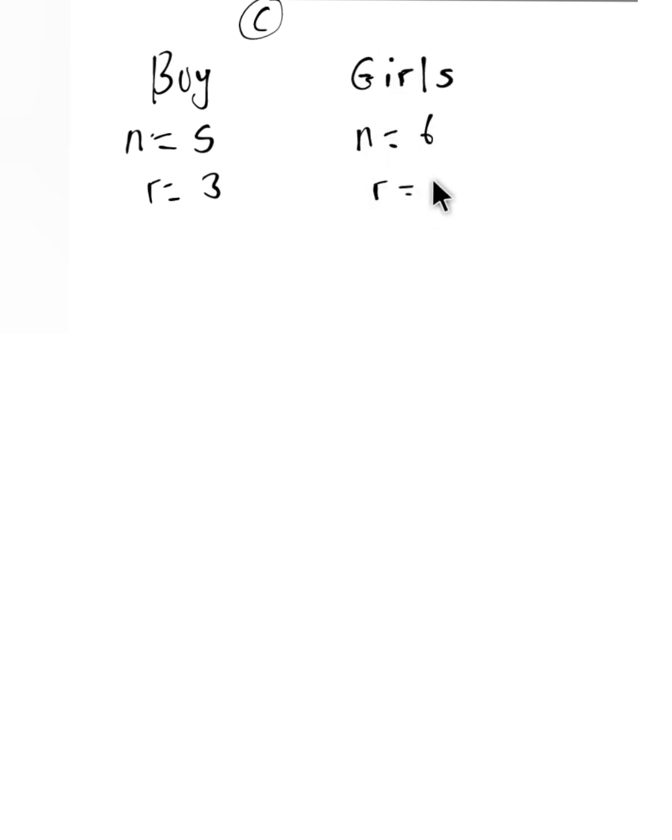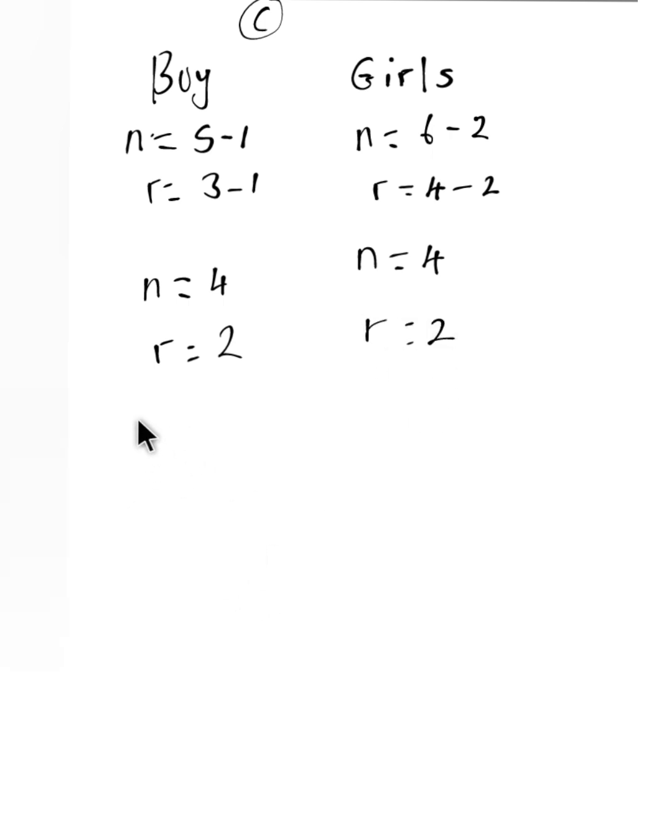Now remember that for boys, n is equal to 5 and r is equal to 3, while for girls, n is equal to 6, r is equal to 4. So this time around, we're looking for the number of committees that contain one particular boy and two particular girls. So if one boy is already chosen, we subtract one from here, subtract one from here. And if two girls are chosen, subtract 2 from here, subtract 2 from here. So we'll be left with n equal to 4, r equal to 2, and n equal to 4, r equal to 2.